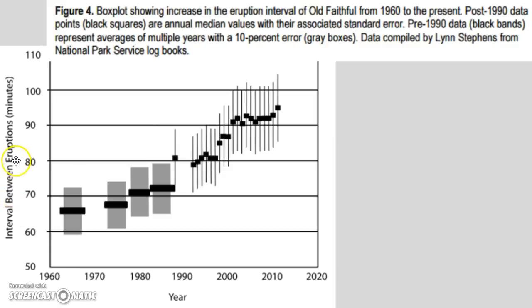So this is the interval between eruptions, right? These are in minutes. So today it can be up to 90-some minutes, where historically it's been in the 60s. So notice your slope is telling you that it is taking longer between eruptions. And there are a lot of features or factors that can influence that.